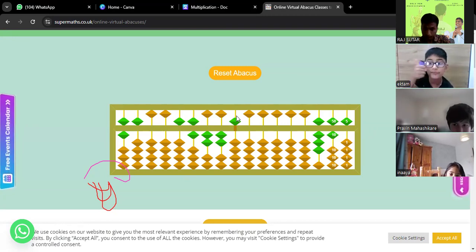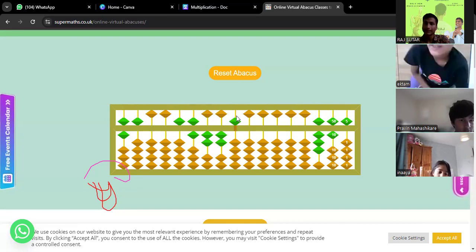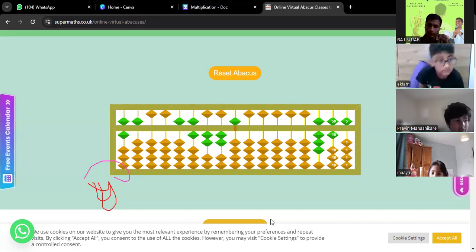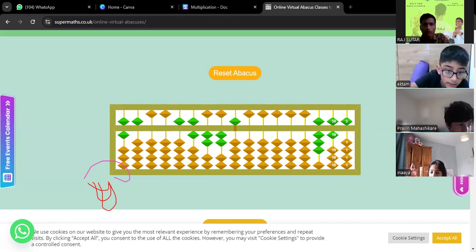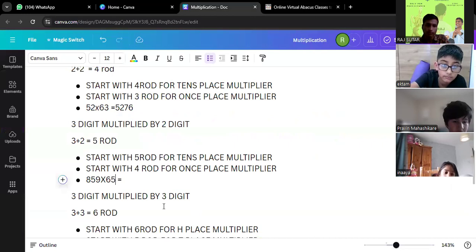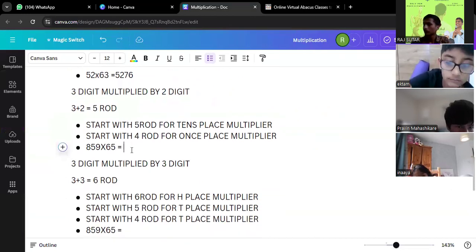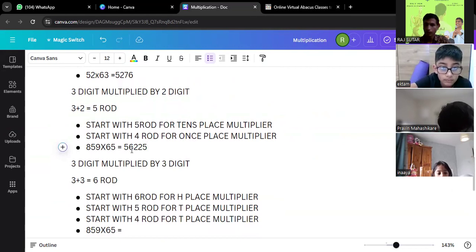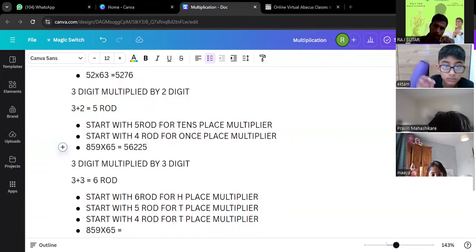Yes or no? Inaya, you got it? Fantastic. I will give you two sums for this same thing. Practice it. The two sums are in the chat box. Only do one sum, and we'll move forward to the next multiplication sum.